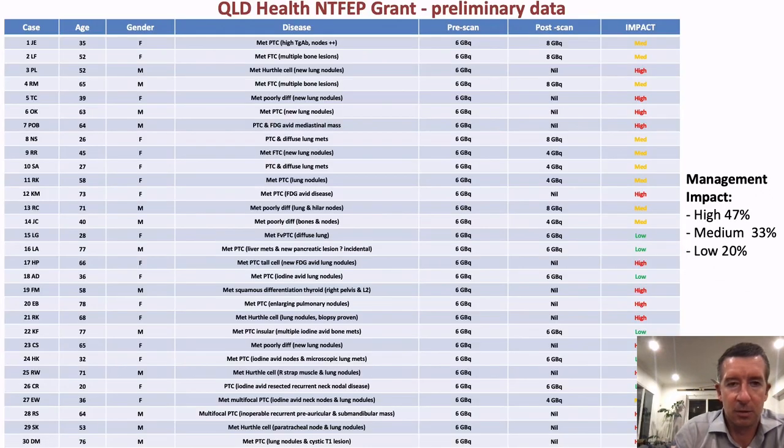I won't go through this data in any great detail, but as you can see on the right hand side, it does show that there was high management impact in nearly half of the patients, which involved intermodality change, i.e. from planned treatment to omission or commencement of chemotherapy, and medium impact in a further 33%.